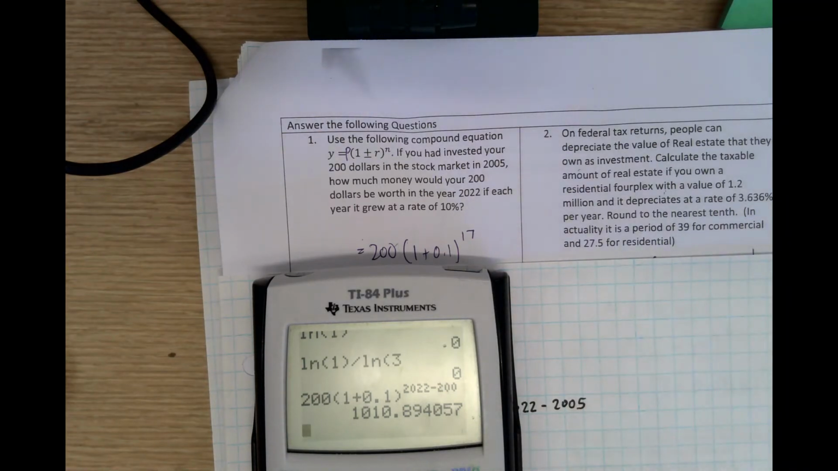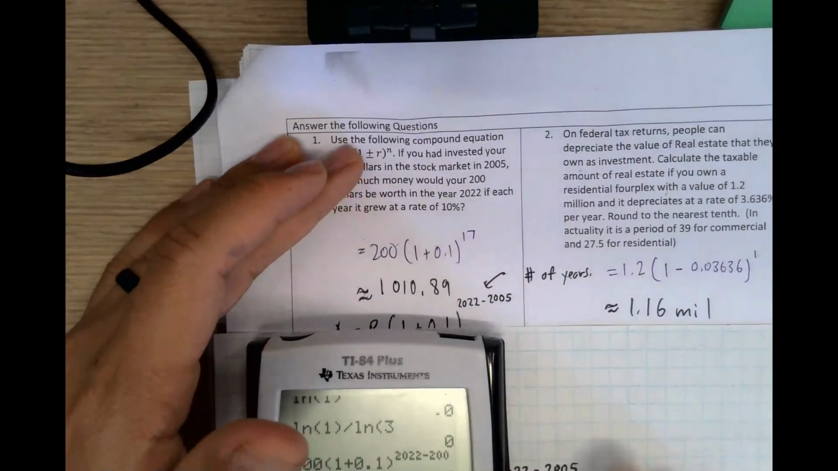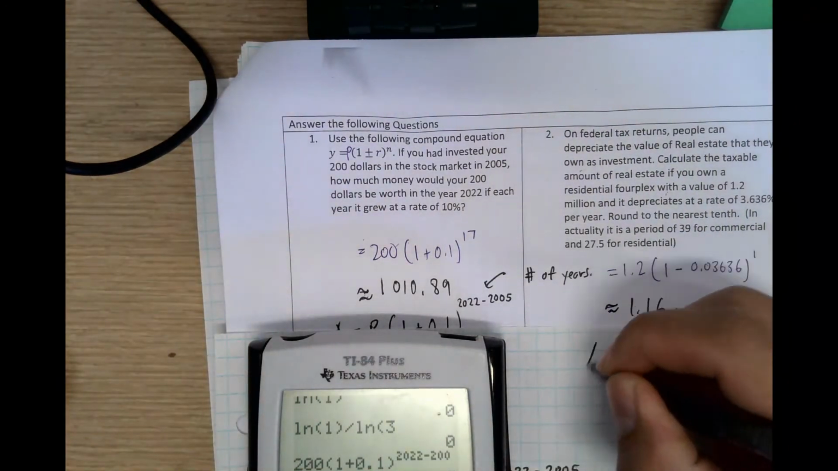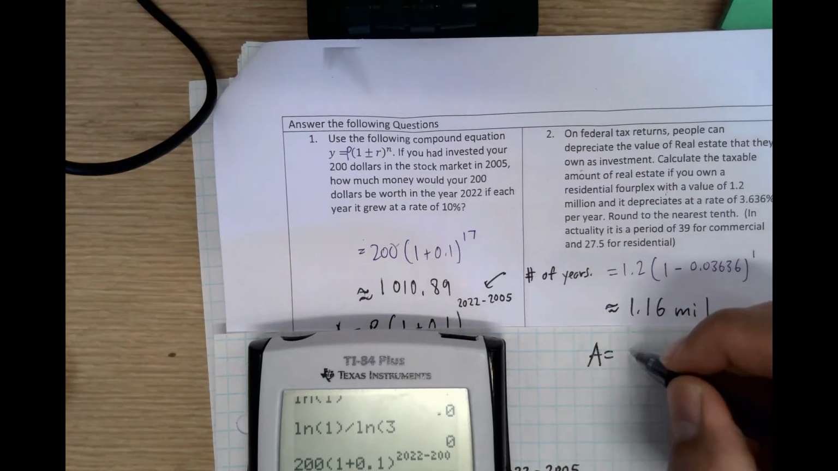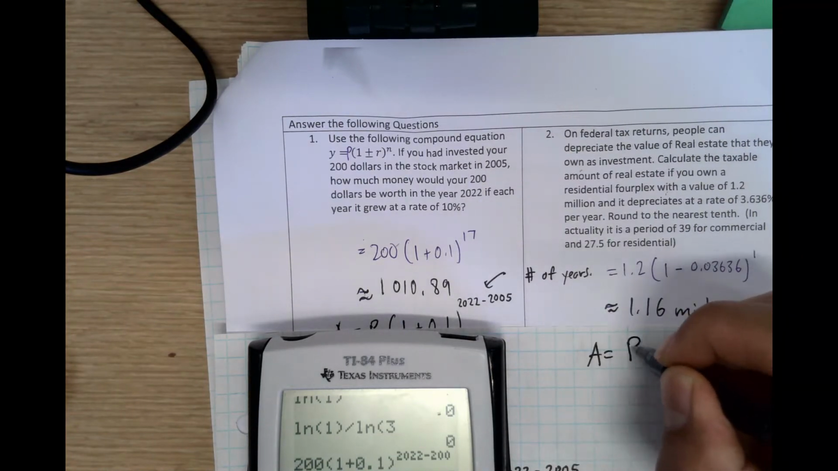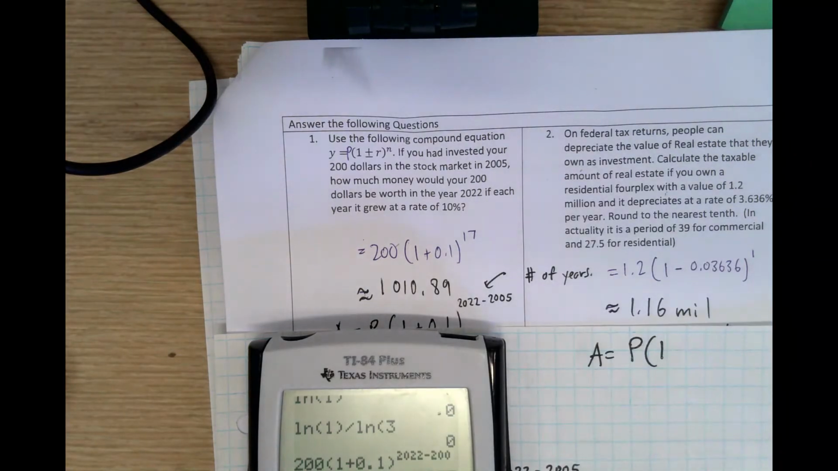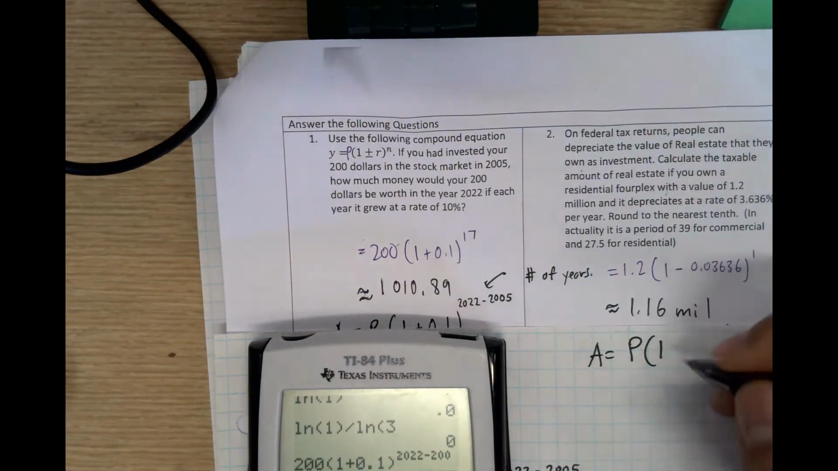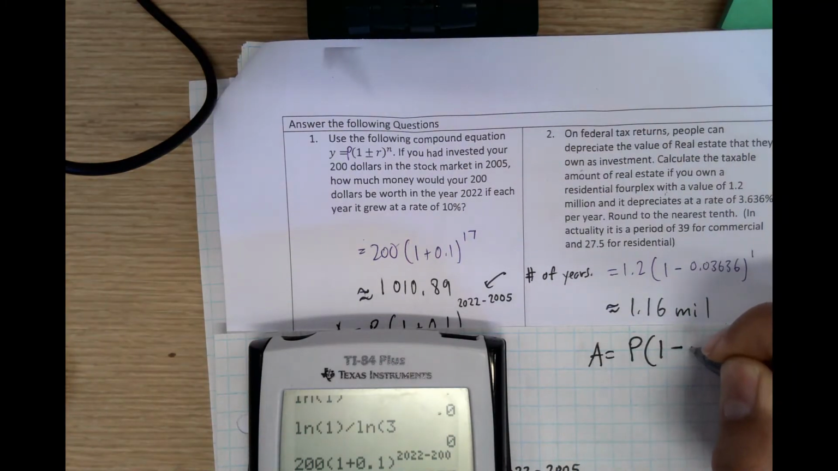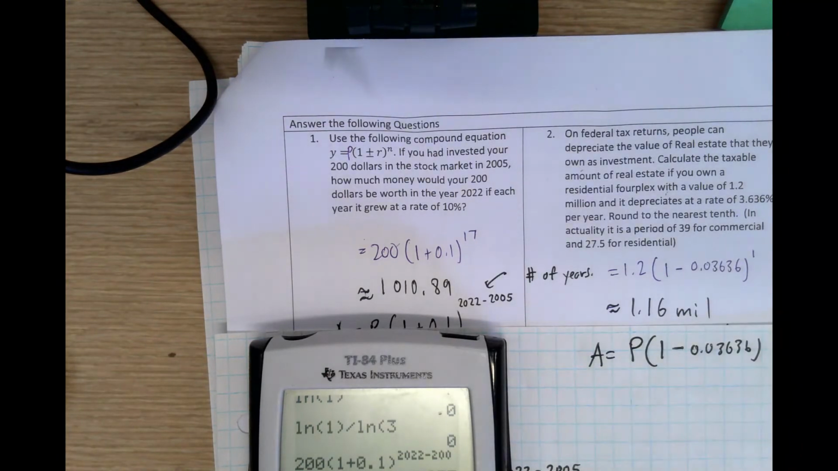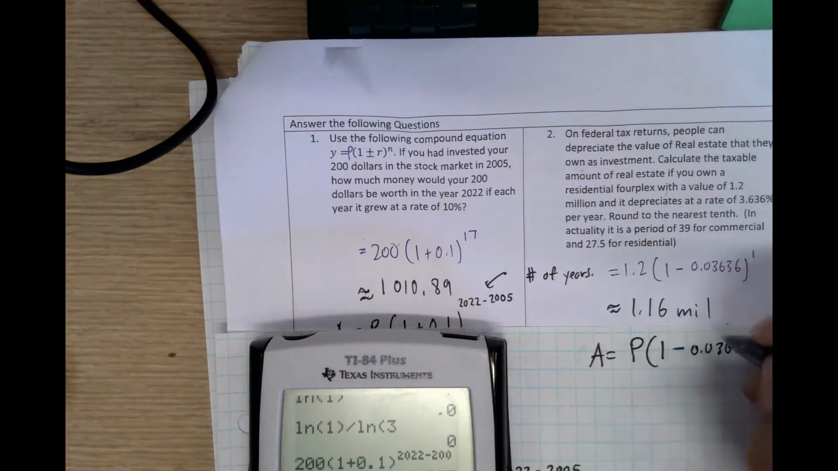If none of that made sense, that's totally fine. You can see that we're going to set it up exactly the same way. It's going to be that A, our future value, is determined by our present value times 1. And in this case, since we're losing value, it would be 1 minus the interest rate of 0.03636. And in this case, because it is only 1 year, we're just going to put 1 year in the top. Okay.